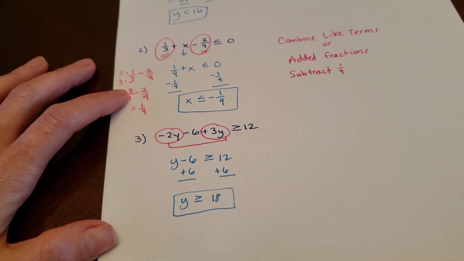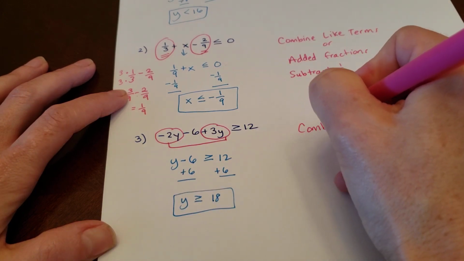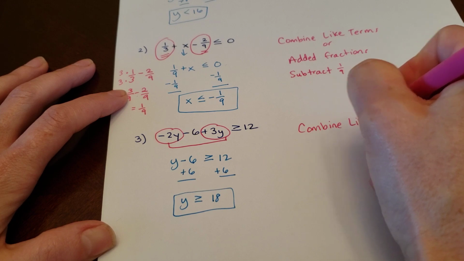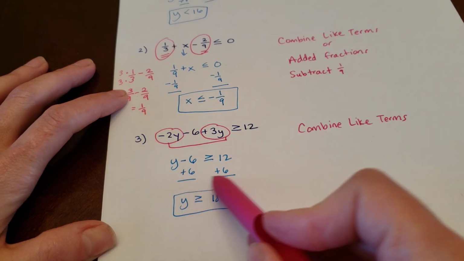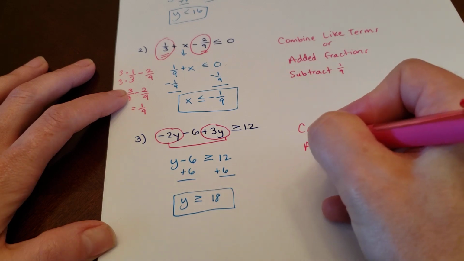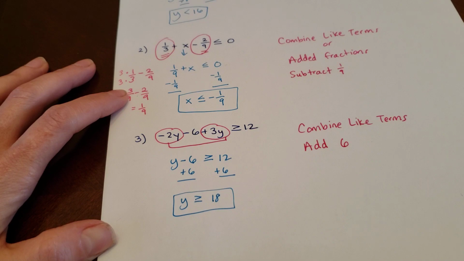And then we're going to go back and explain what we did. So the same steps, we combine like terms. So combine like terms. And then we added 6 to both sides, so add 6. And that completes the notes for today.